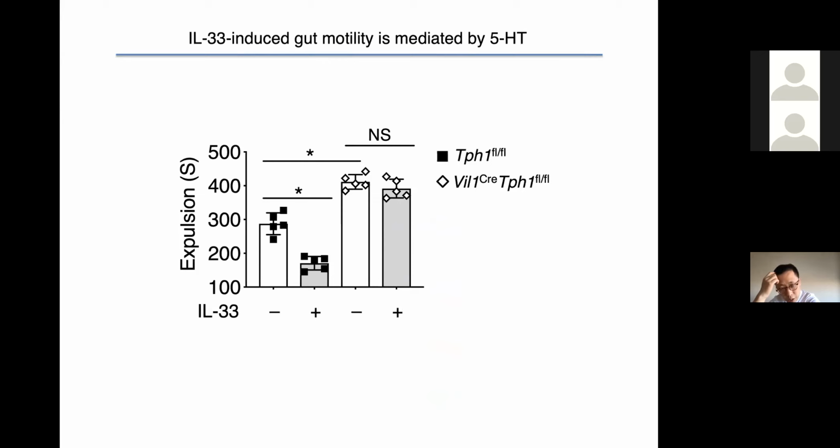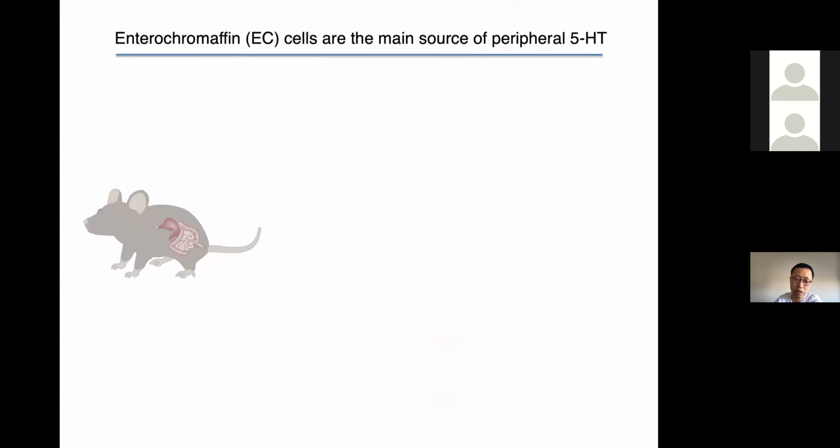So a similar readout: you can see the very left two panels are wild-type animals with the allosurgery stimulation, and the gut motility gets dramatically increased. But if you remove all the serotonin from the periphery, then there's no response to allosurgery whatsoever, which indicates that serotonin is the key mediator.